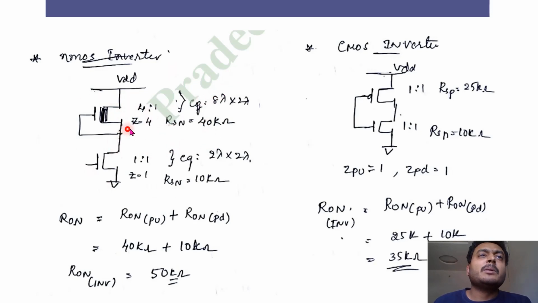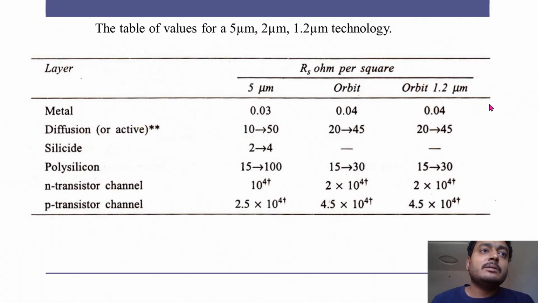So this is not a proper way, again there is static power dissipation in this case. For the CMOS inverter, you can take the NMOS ratio as 1 to 1, and for the PMOS also we take 1 to 1. So Z for pull down is 1 and Z for pull up is also 1, so both have the same dimensions. But here the resistance RSN is 10 kilo ohm, and RSP is 25 kilo ohm. Why 25 kilo ohm? Because the P channel is different, 2.5 times the N channel.